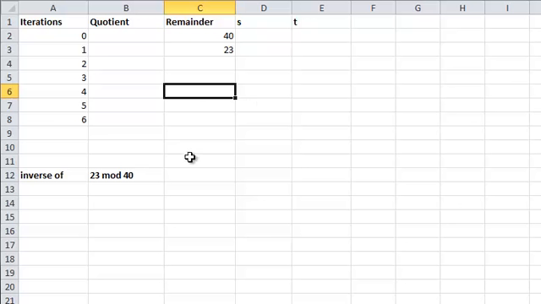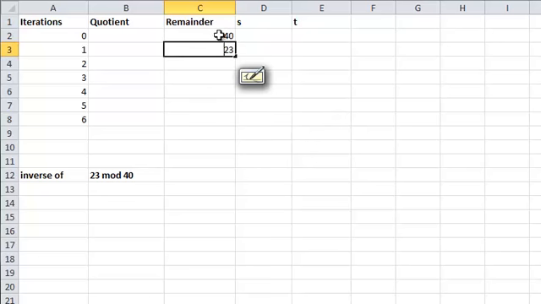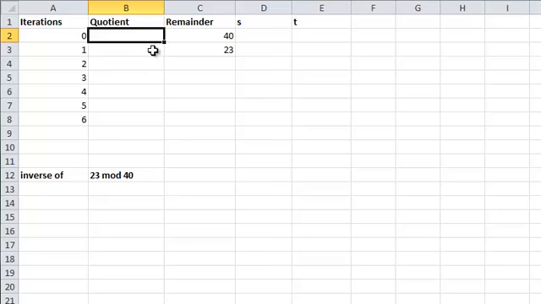So the very first thing you want to do is obviously draw the table. Once you've done that, then you look at your leftmost number. So ours is 23. Then we have mod 40, and you put them in your table in the remainder column. So your rightmost number will be the first one up here, so ours is 40, and then your leftmost number, ours is 23, will be the second number here. We're not dividing anything yet, so we're leaving the first two quotient cells blank.